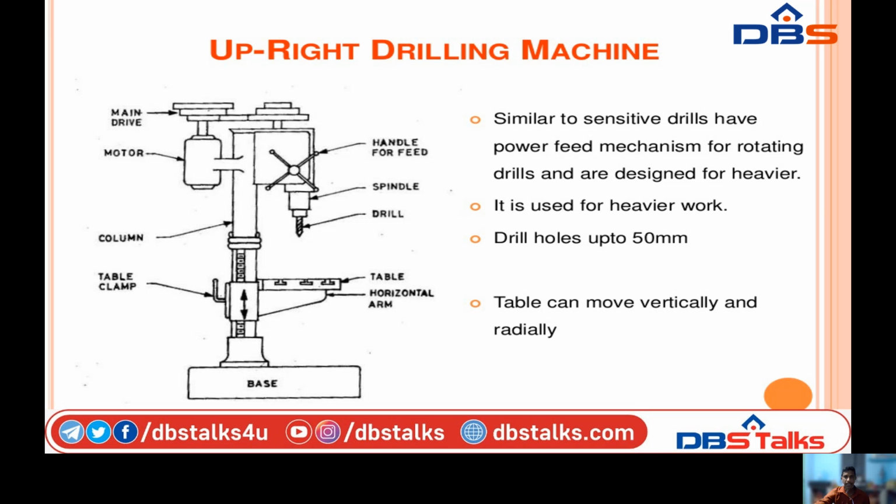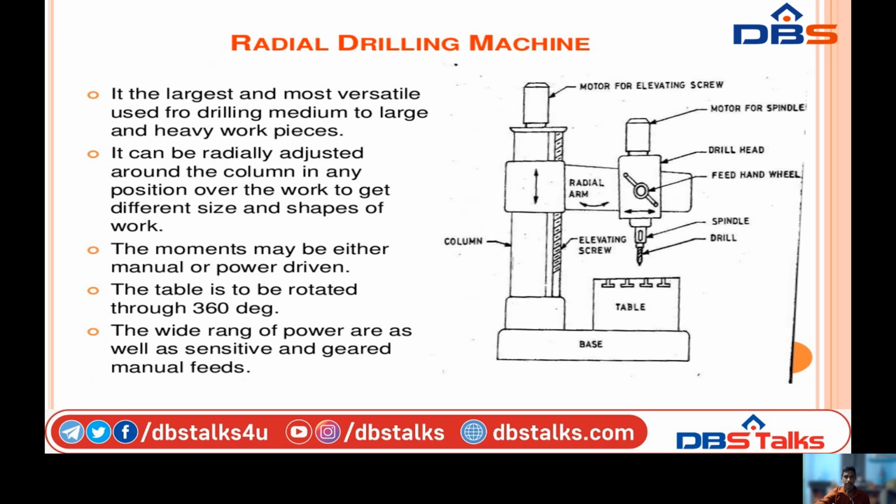Okay, upright drilling machine. Next, the radial drilling machine. The radial drilling machine is the largest and most versatile drilling machine. Versatile means we can rotate the column through 360 degrees. It is used for drilling medium to large workpieces. It can be radially adjusted around the column in any direction or any position over the work.